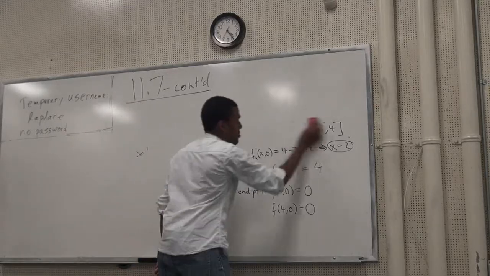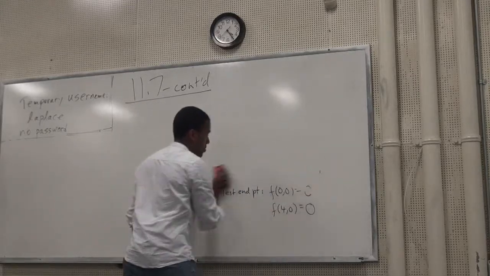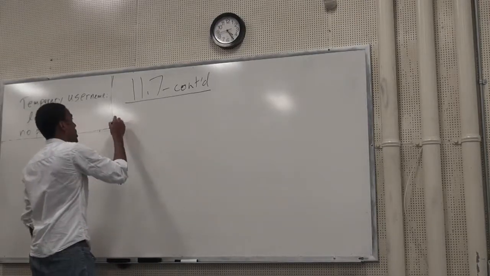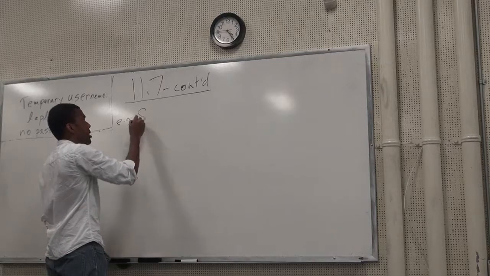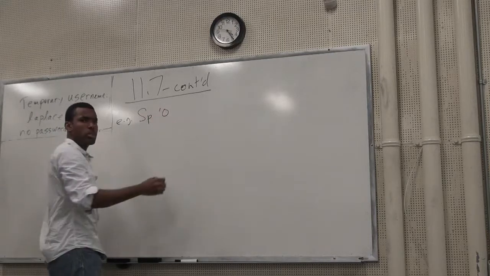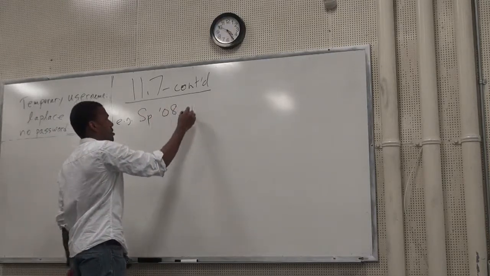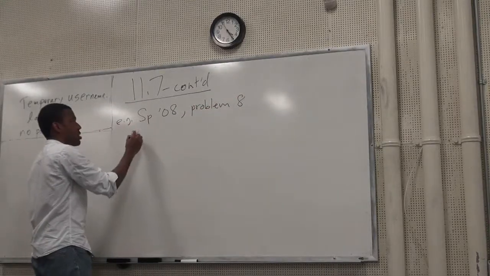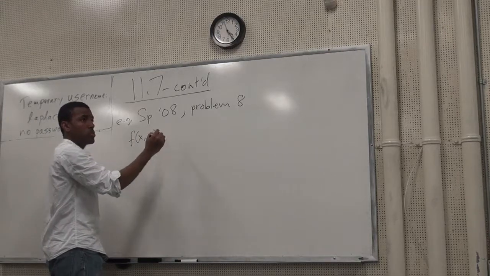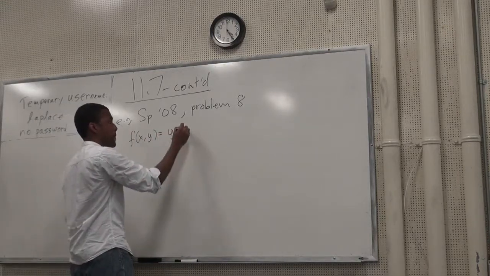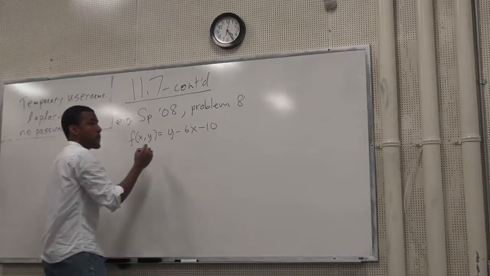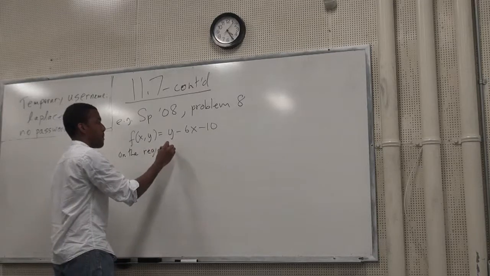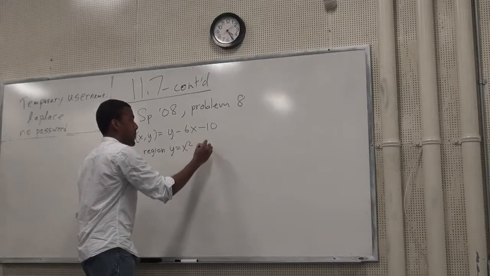Example, this comes from, I said spring 08. Was it 08 I said? Yeah. So the function was f of x, y equals y minus 6x minus 10, on the region y equals x squared. Then y equals 60.